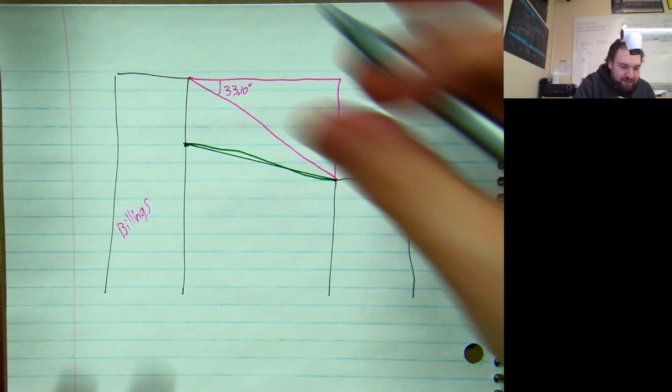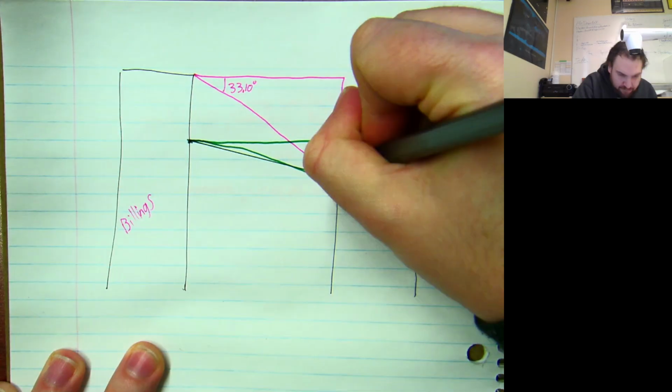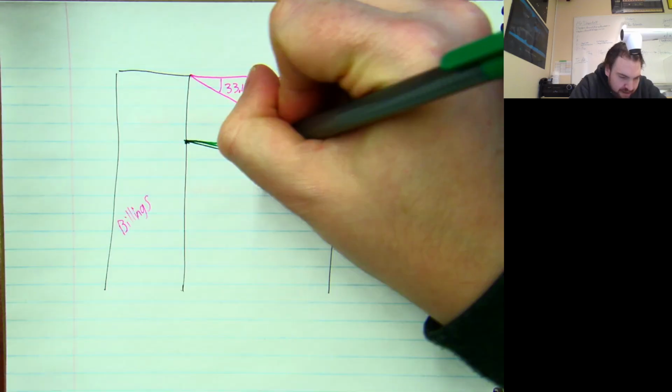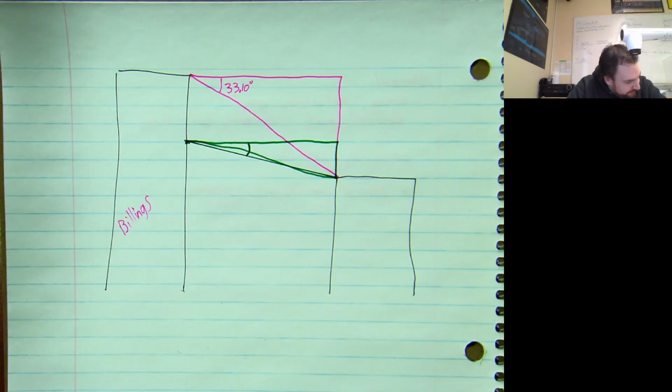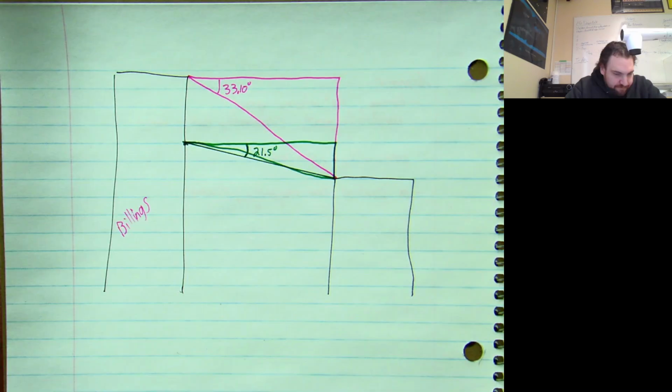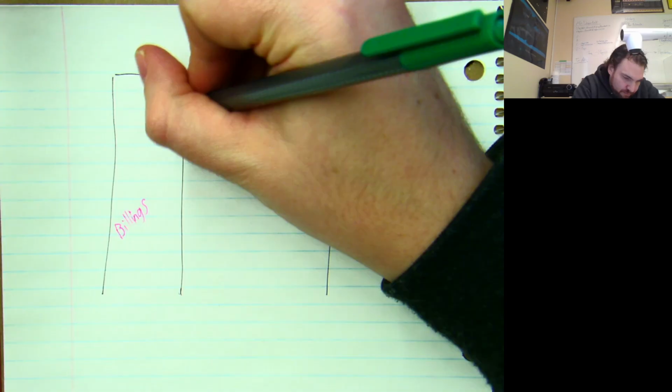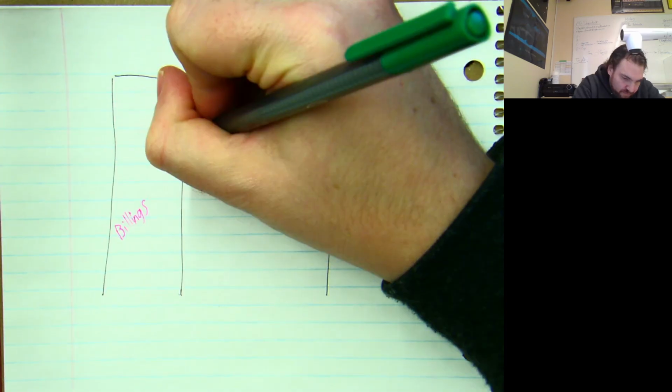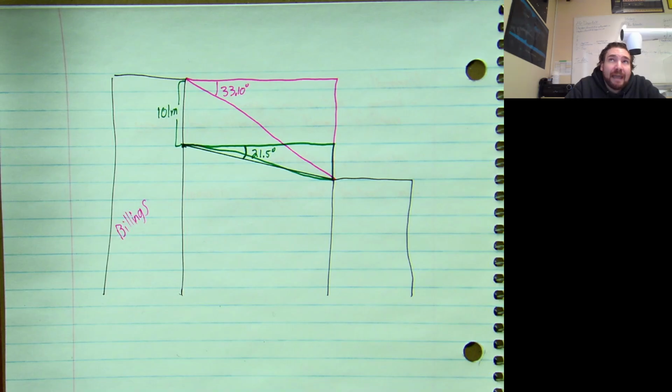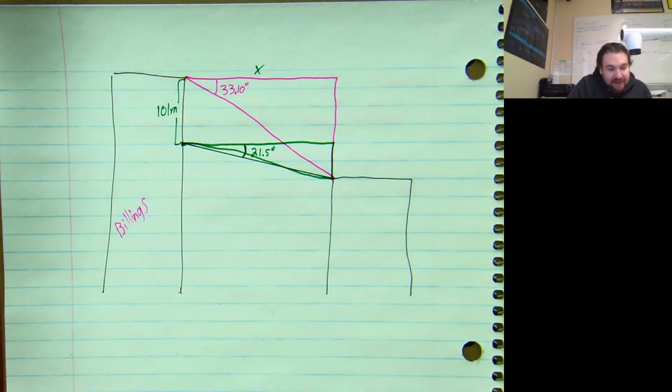I don't have the distance. I have this angle in here. We're told that that angle is 21 point something, 21.5 degrees. We're also told that the distance between the roof and that 15th floor is 101 meters. From there to there. And what I want to find is that distance there. How far apart are these buildings?